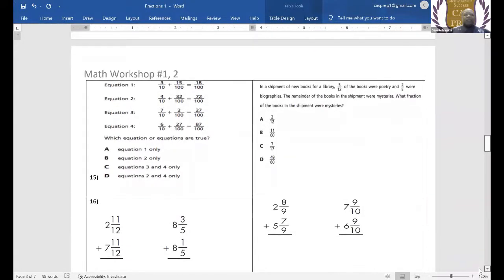All right, so with this one now, we're looking at numbers, just trying to see which ones are true and which ones are not. We can do this mentally. In all of these problems, what would be the common denominator, people?